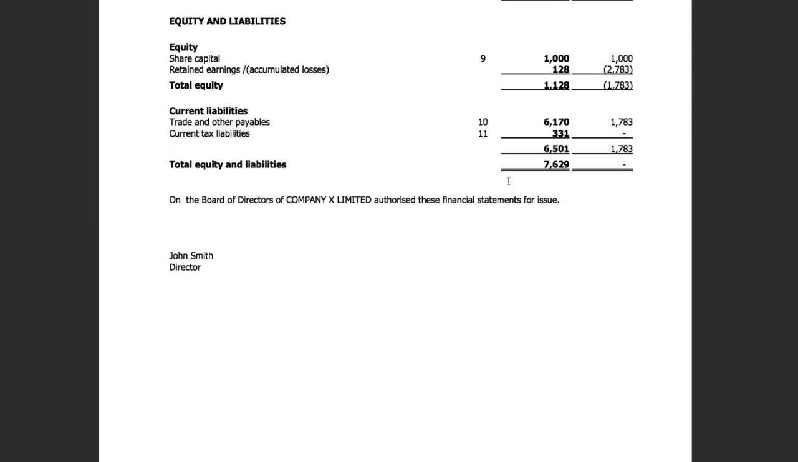The most important part of the second half of the balance sheet is the current liabilities part, which shows us how much this company owes. So this company owes 6,170 euros to trade and other payables and 331 euros for current tax liabilities.